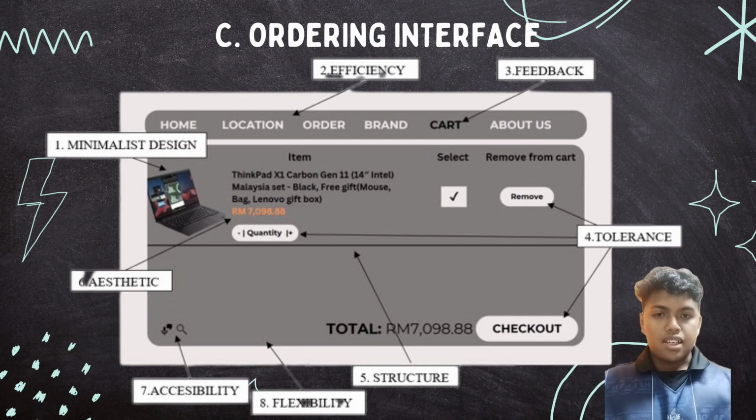Number 7, accessibility. Ensure ordering actions and information are accessible through screen readers and voice commands for users with disabilities. So for the last one, flexibility. Design an interface that adapts to screen size and orientation.